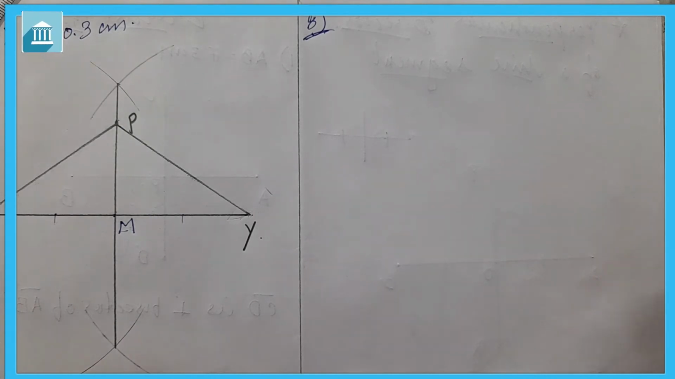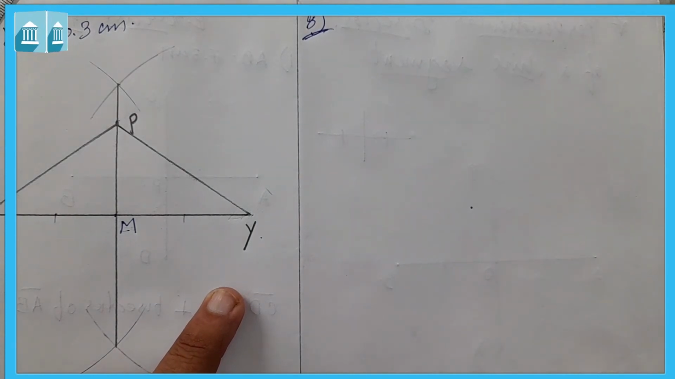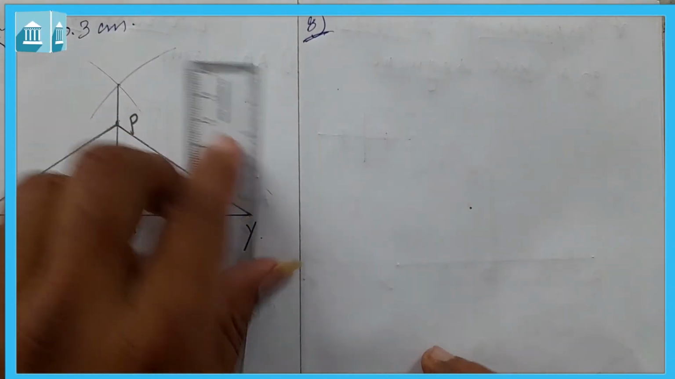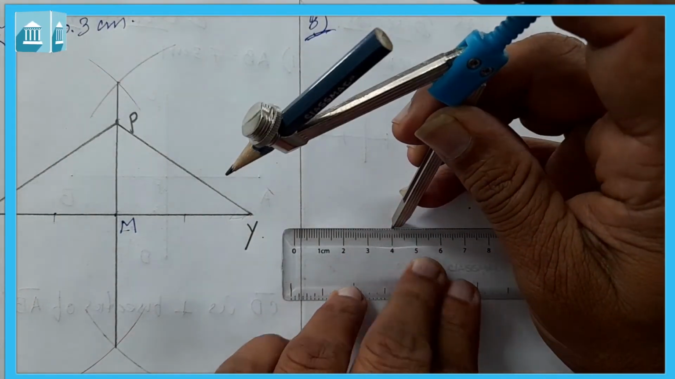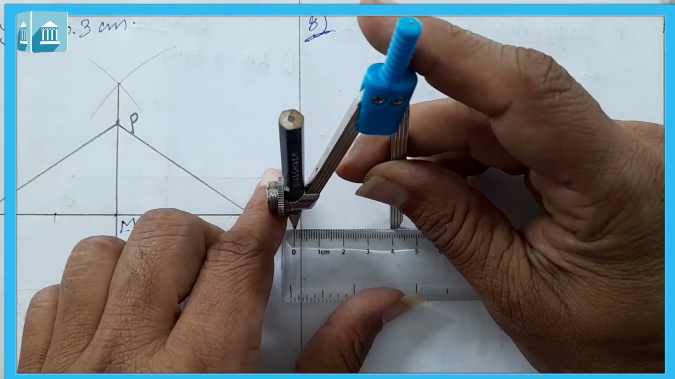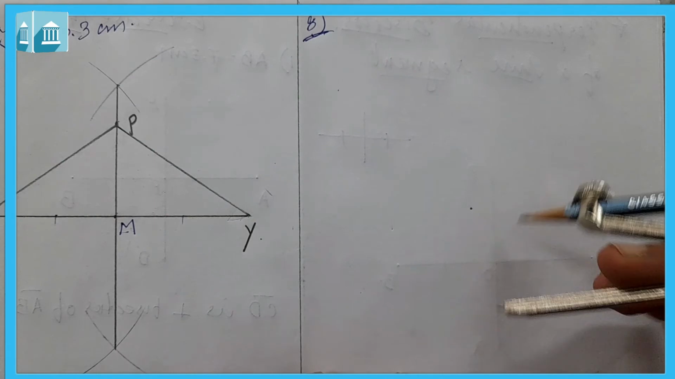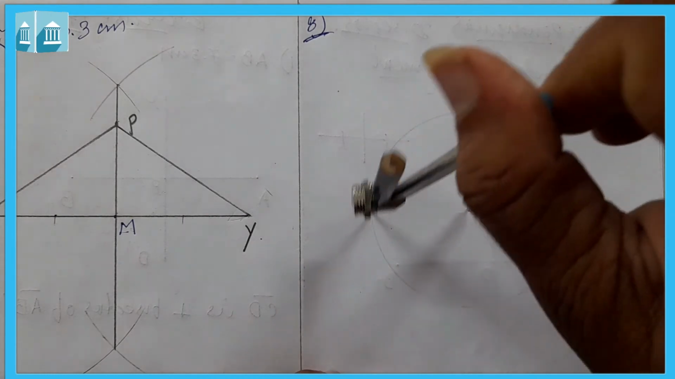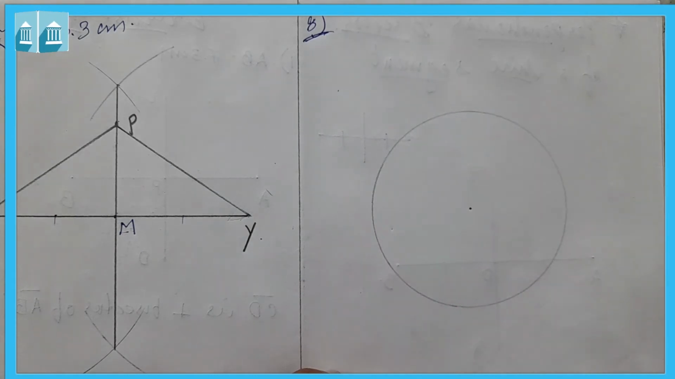So first of all we will take a point where we want to draw the circle. Let us take one point. This is one point. Now we have to take the radius 4 centimeter. So with the help of scale and compass we will take radius 4 centimeter. This is our radius 4 centimeter. Now with this radius we need to draw a circle like this. This is our circle.